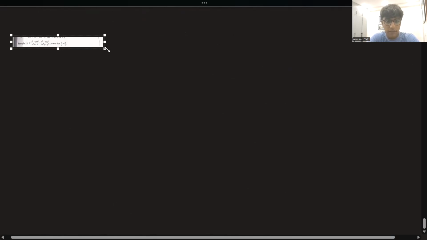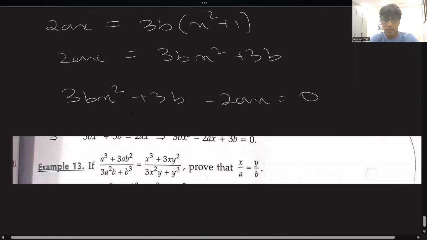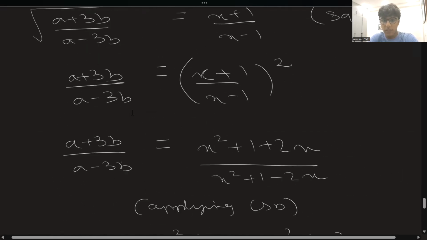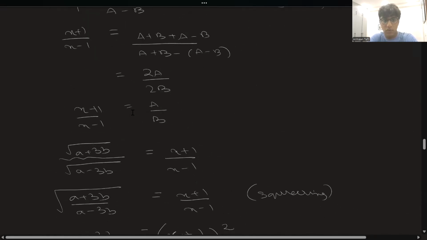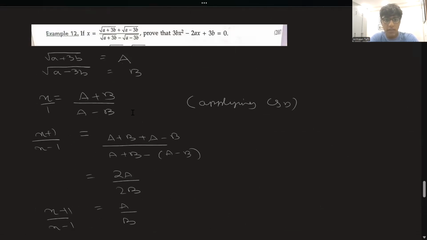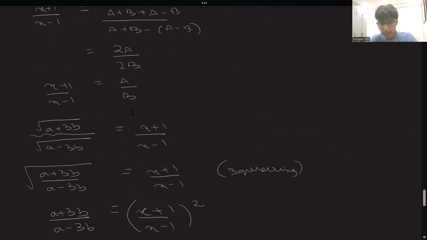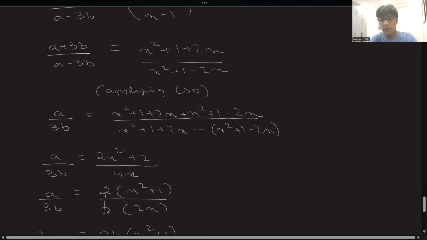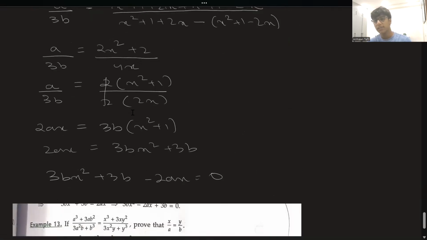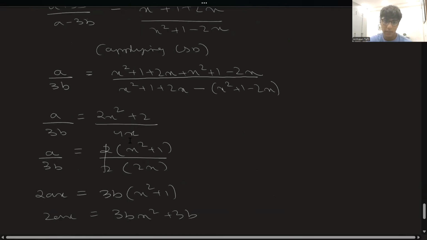We've been given something and we've been asked to prove that x by a equals y by b. I hope you all understood the previous question because this is a very common question that comes. If you want, I can just explain it once more. So what we've done here is we've applied C and D, gotten something, squared both sides, simplified that something, applied C and D again, and then we finally got our final answer. So multiple C and Ds. I would like to repeat once as well.